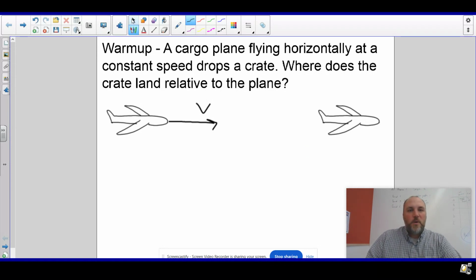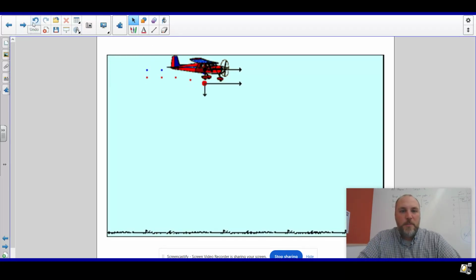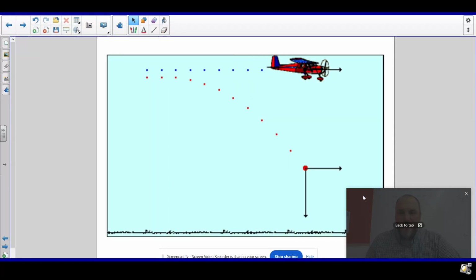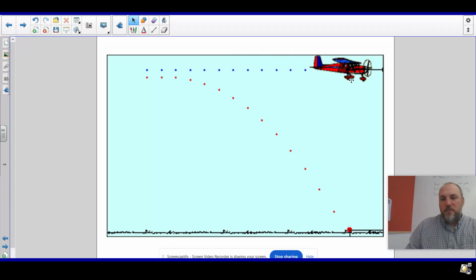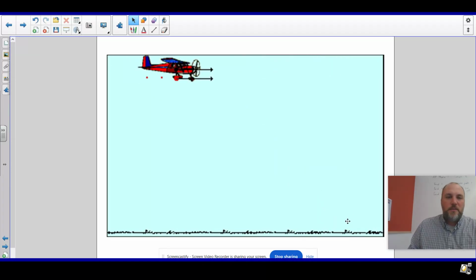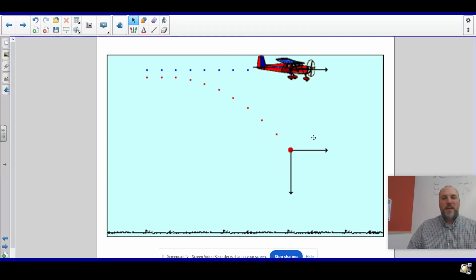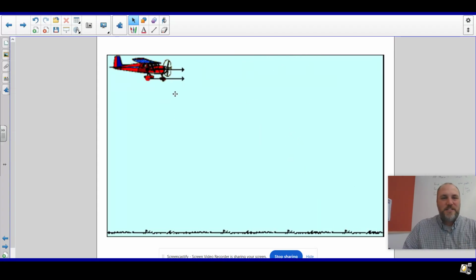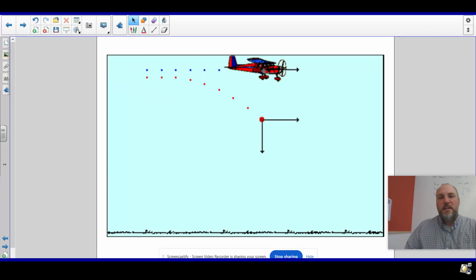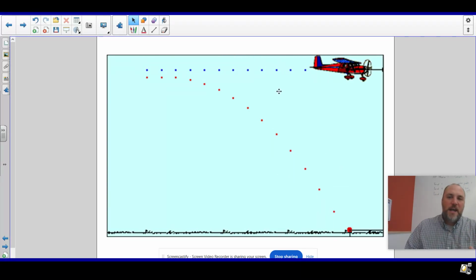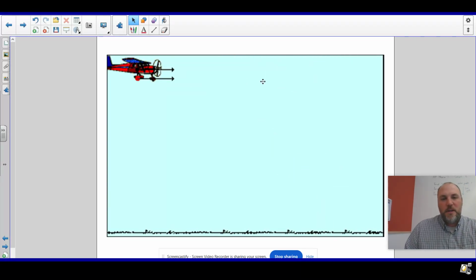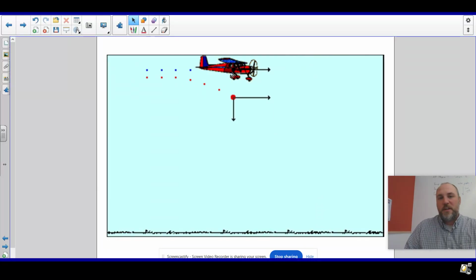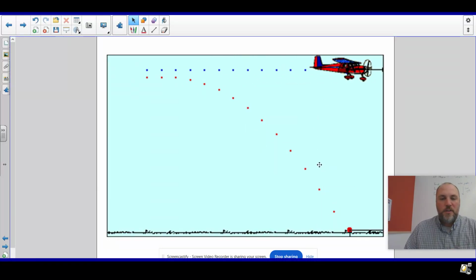Okay, so we'll take a look at what happens when the crate is dropped. The plane continues to move horizontally at a constant speed, and what we have is it drops nearly directly below the plane. So why is that happening? Well, if the cargo is part of the plane, or the crate is a passenger of the plane, then it's moving at the same speed as the plane. And so that means initially it's traveling at a constant speed in the horizontal direction.